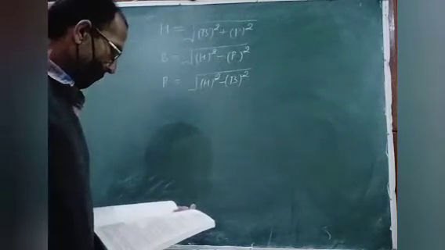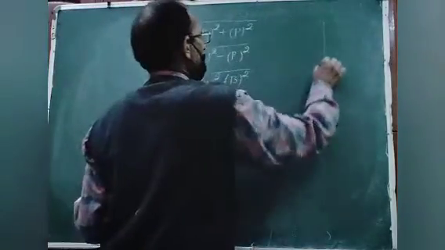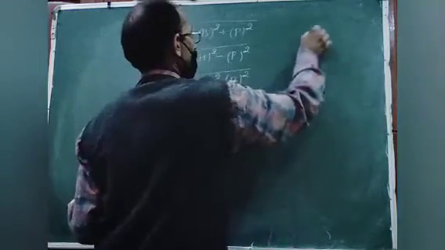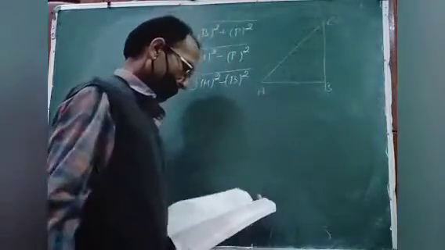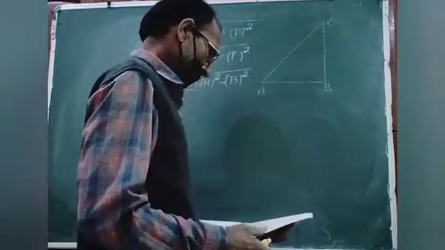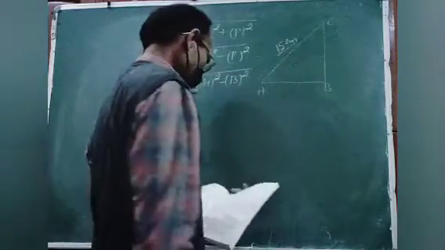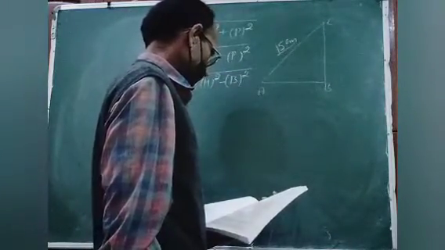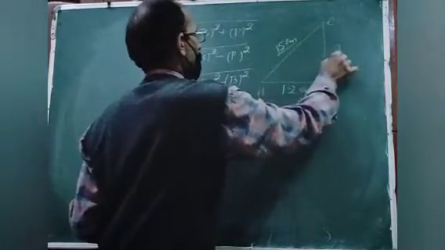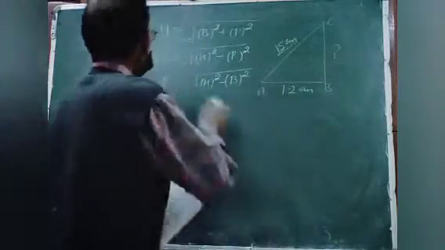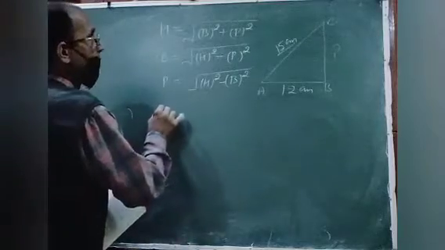So in this triangle, what is given? This is a right angle triangle, A, B, C. So AC is equal to 15 centimeter. Base is equal to 12 centimeter. So we have to find perpendicular. So perpendicular means P. So what is the formula?